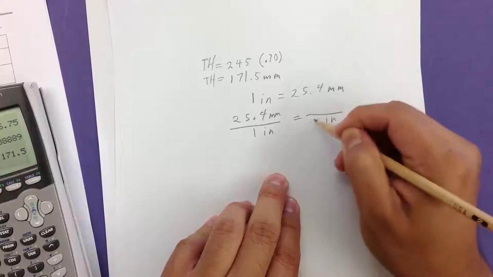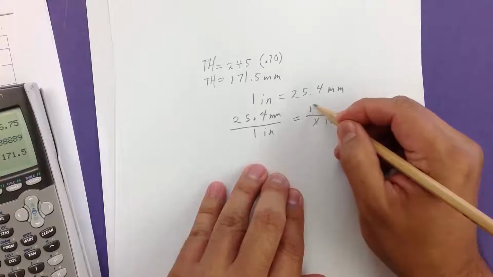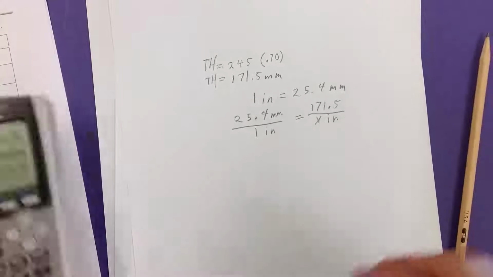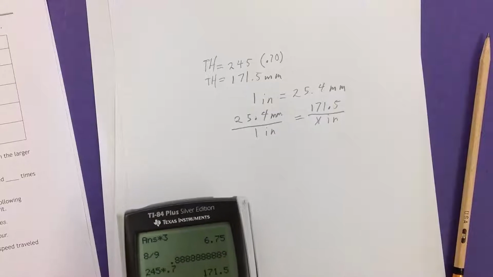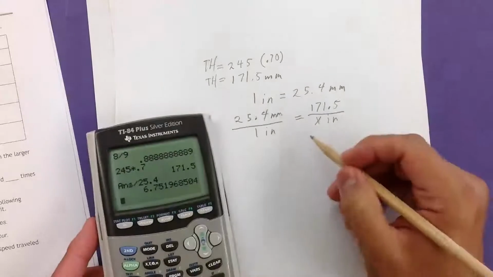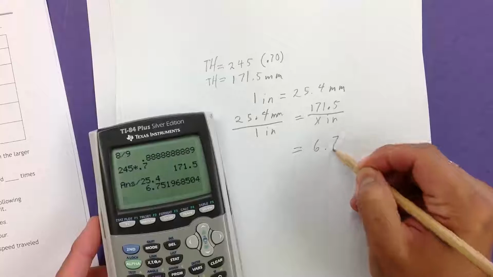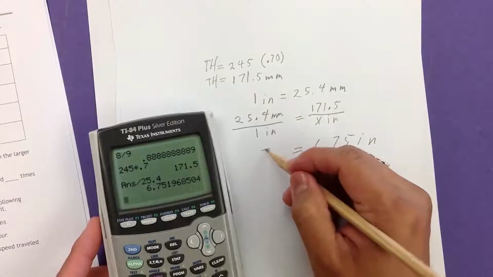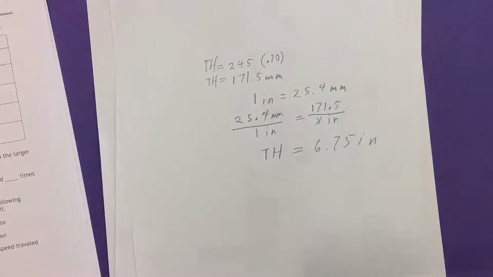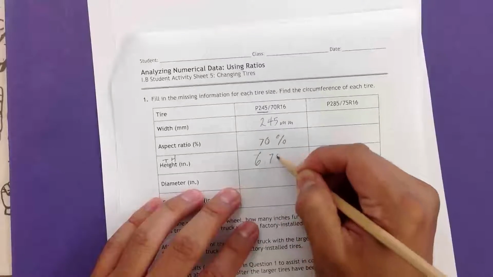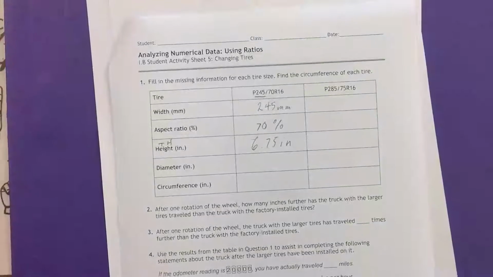We want inches, and we have 171.5. So cross multiply and divide. This is 171 divided by 25.4. That becomes 6.75 inches, and this is going to be the tire height. So that's my tire height, 6.75. Hopefully you all got that.